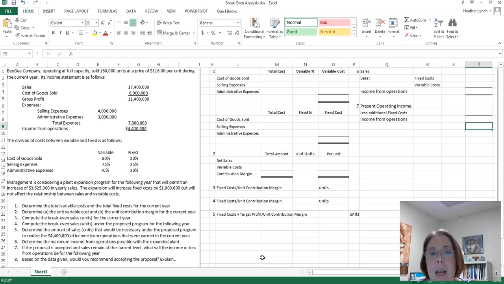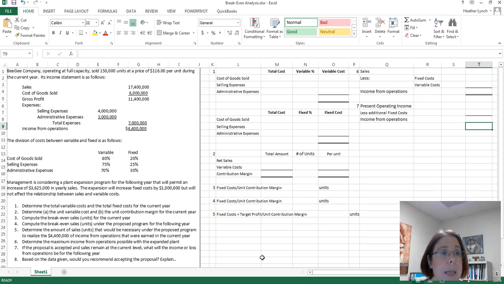And break-even helps companies realize, okay, if they're doing as is with no changes, what is their break even? What if they decide to change things up? What will happen? It just gives them a nice idea of where they're going to be.